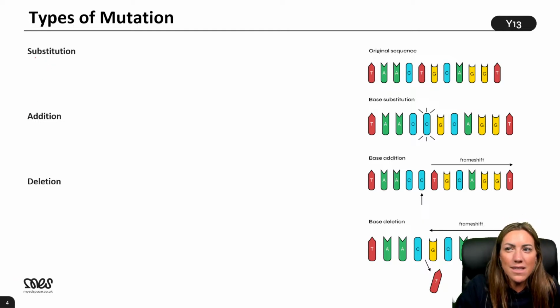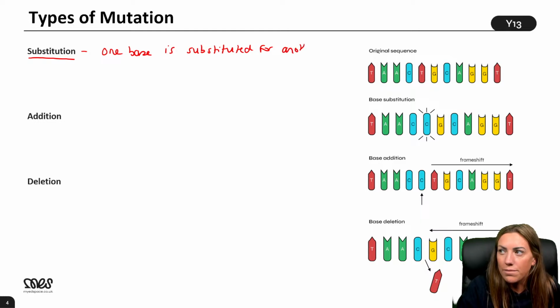The name of the type of mutation kind of tells you what that mutation type is, right? So a substitution mutation is where one base is substituted or switched for another. So one base is basically switched or substituted for another base. So if you look on my diagrams here, I've tried to show you an example of each of these mutations. So have a little look with me.